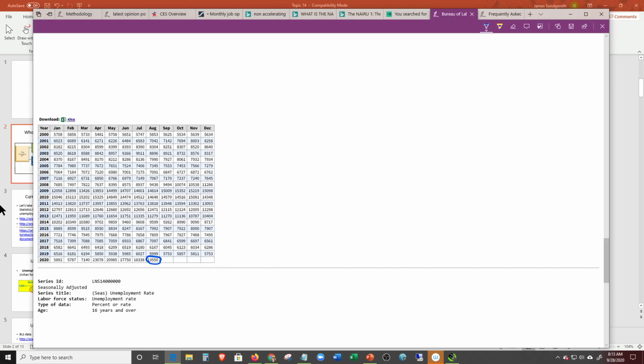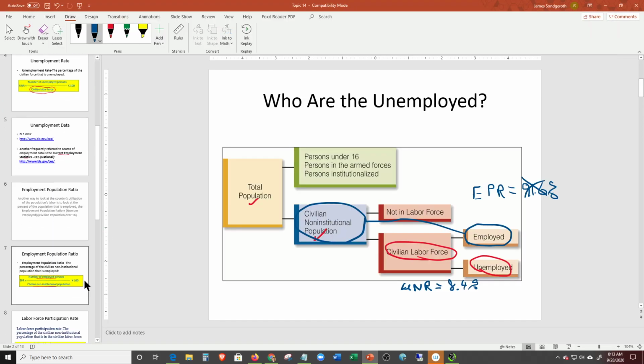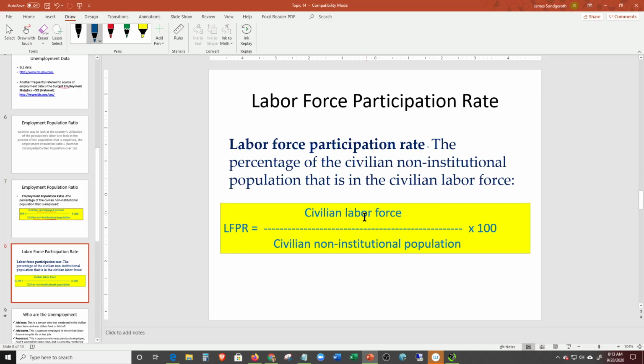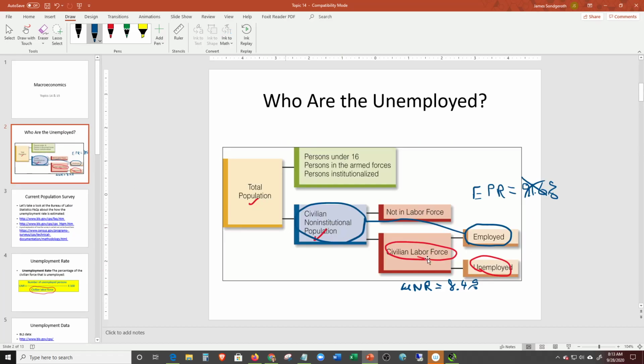All right, let's get back here. So we had gotten down to the employment population ratio. And the next one is civilian labor force participation rate. And it is basically the civilian labor force divided by the civilian non-institutional population. So we're back here. Let's use black here. And so basically the labor force participation rate takes this and divides it by this. All right.